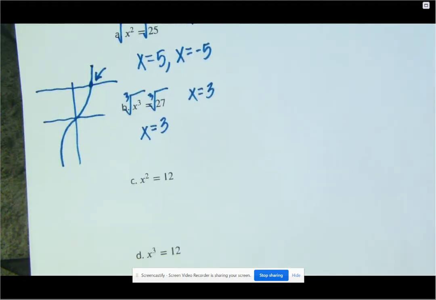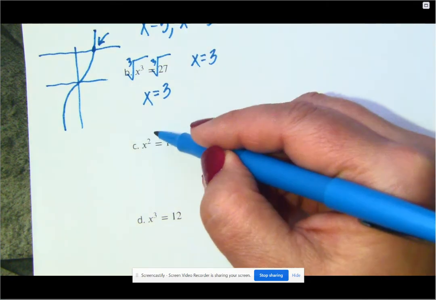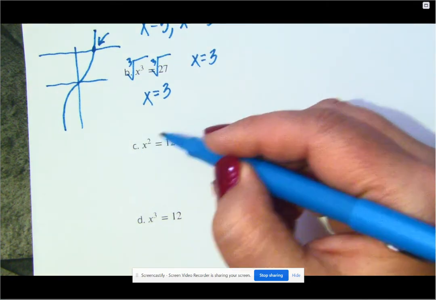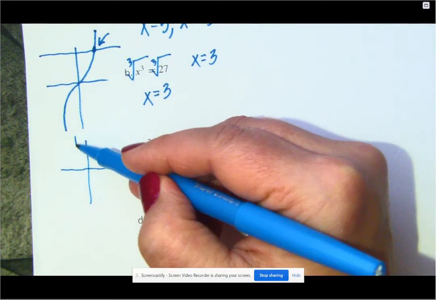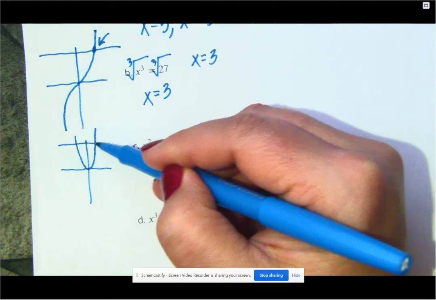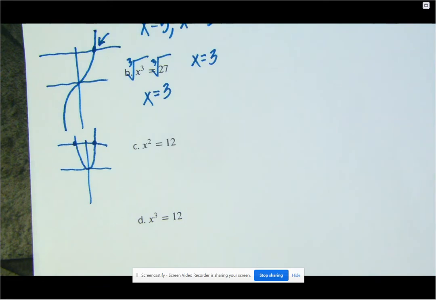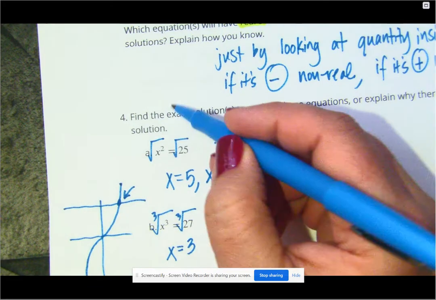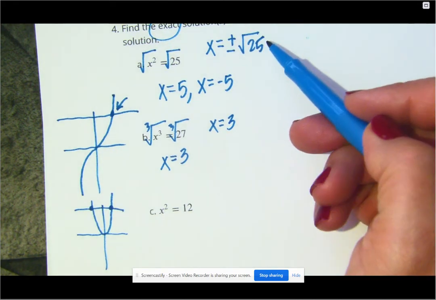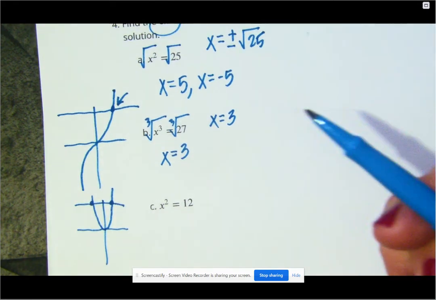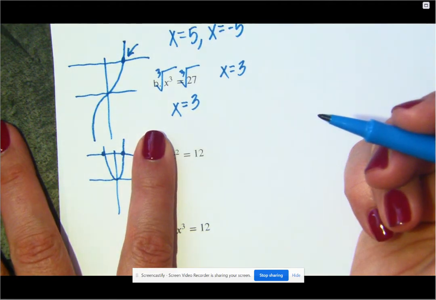All right, letter C. Just like letter A, this problem is starting out as x squared equals a positive number. That means there's going to be 2 solutions. Again, you could also think of the picture. Here's x squared. Here's 12. You can see it's going to have 2 solutions. And notice in here, they said exact. We're not talking in decimals. If it doesn't come out like number 1 with a nice whole number square root, we're going to leave it in radical form. So I don't know about you, but I don't know what exact number squares to 12.